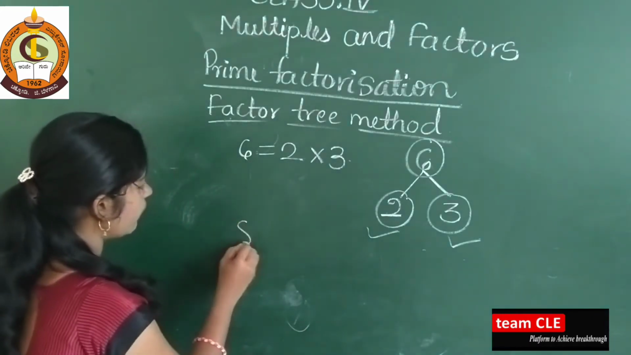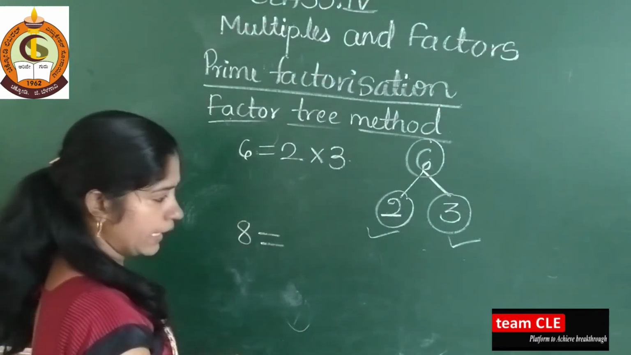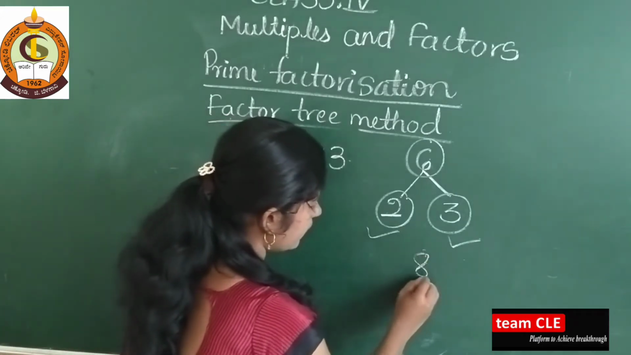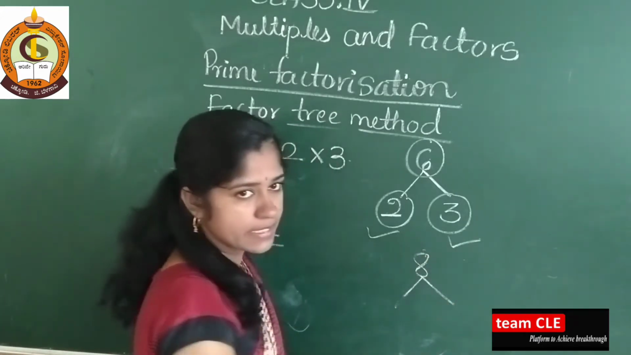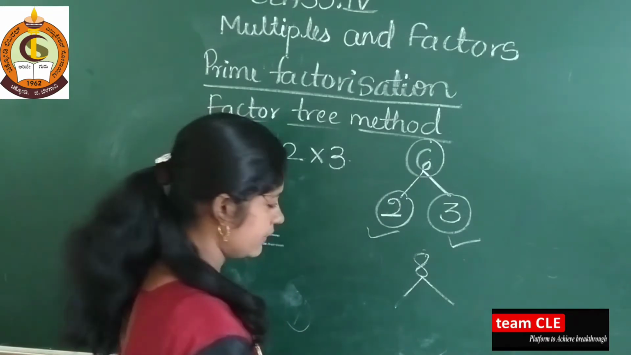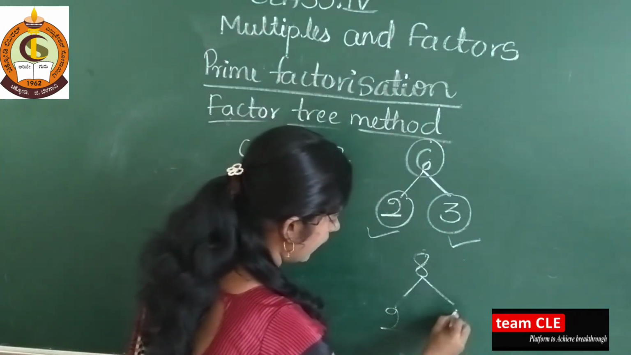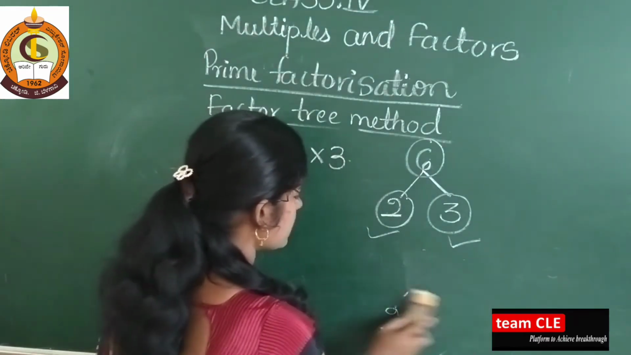Next, I will take one more example and that is 8. In which table is it there? It is there in the 2 ones table. Here you take 2 and 4. I will solve this example here.